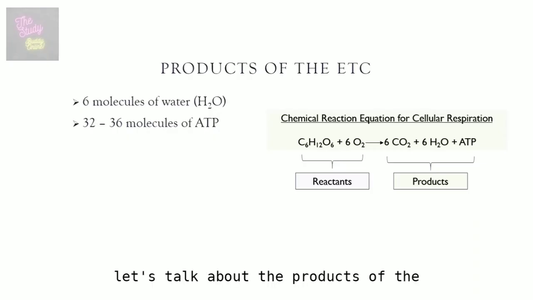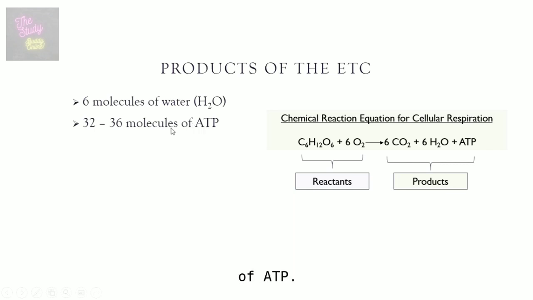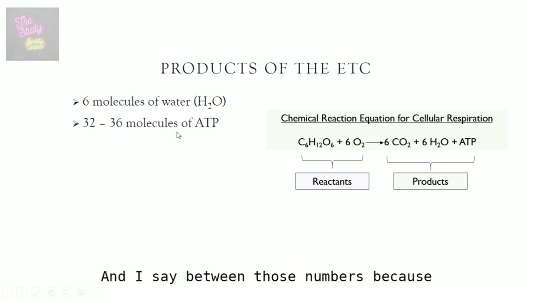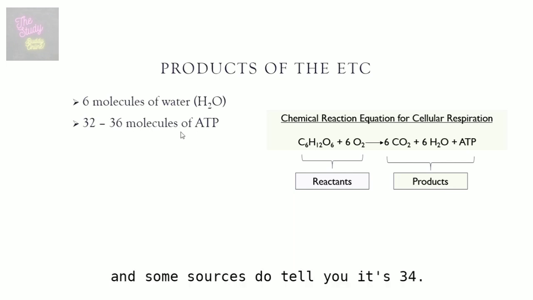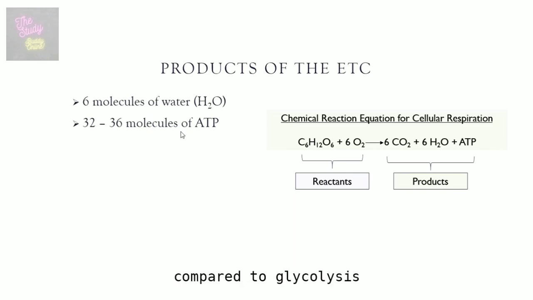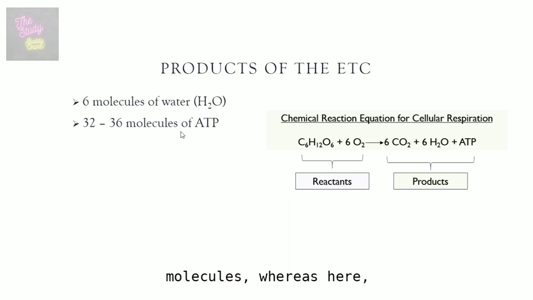Moving on, let's talk about the products of the electron transport chain, which are 6 molecules of water and between 32 to 36 molecules of ATP. And I say between those numbers because various sources will tell you either one of those numbers, and some sources do tell you it's 34. Anyway, I believe the one most commonly used is 32. That said, looking at this, you can see how much more efficient this process is compared to glycolysis. There you get a net total of only 2 ATP molecules, whereas here you get 34.